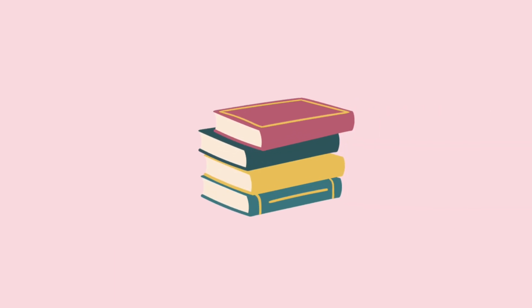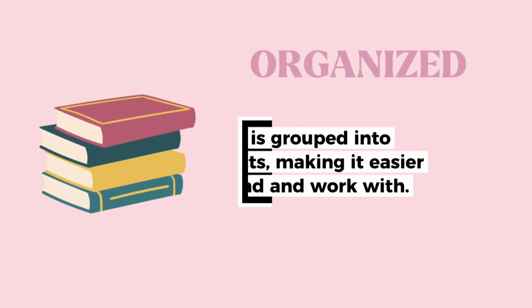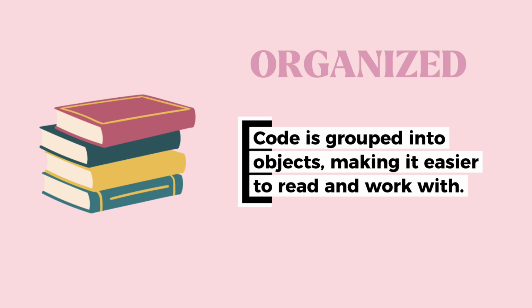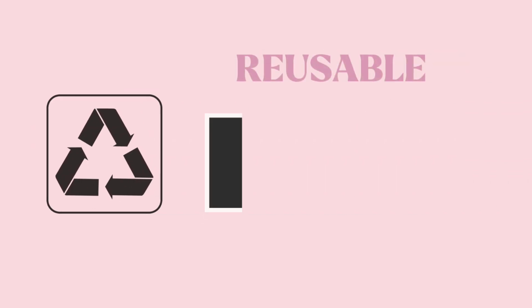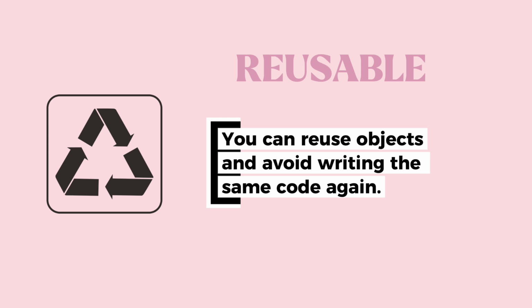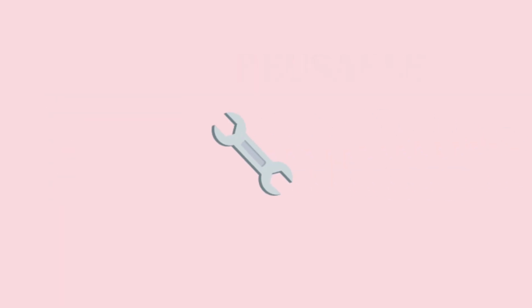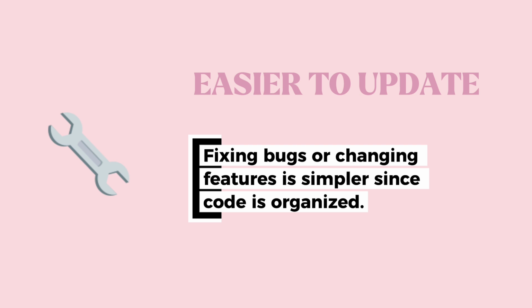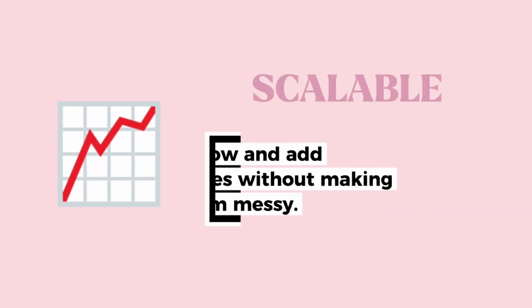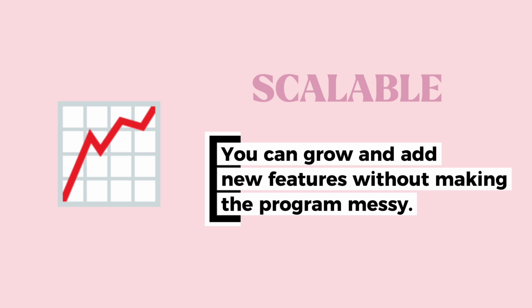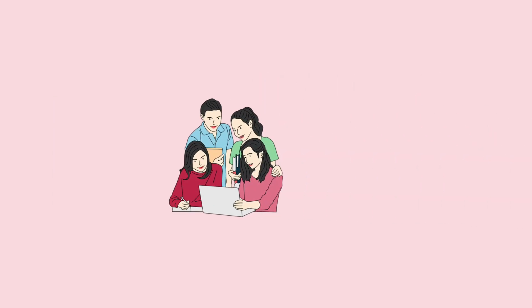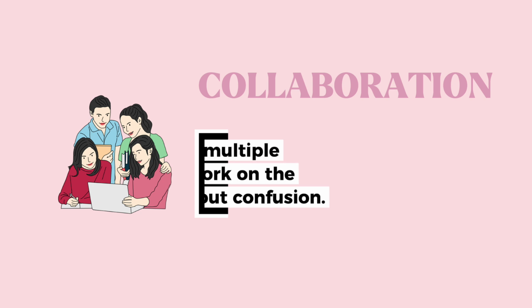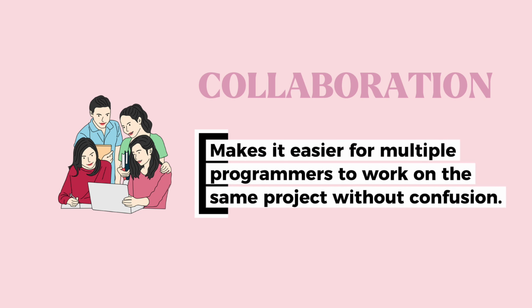Now, what makes OOP important? Well, first, we have organization. Code is grouped into objects, making it easier to read and work with. Second is reusability. You can reuse objects and avoid writing the same code again and again. Next, it is also easier to update. Fixing bugs or changing features is simpler since the code is organized. It is also scalable. You can grow and add new features without making the program messy. And lastly is collaboration. It makes it easier for multiple programmers to work on the same project without much confusion.